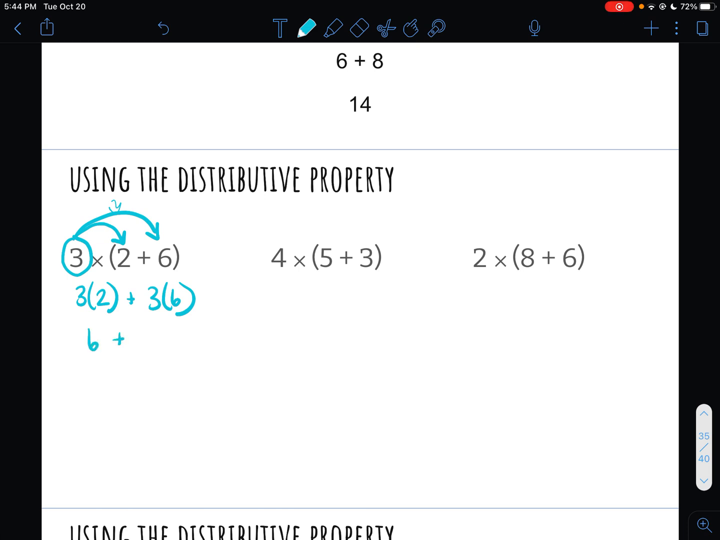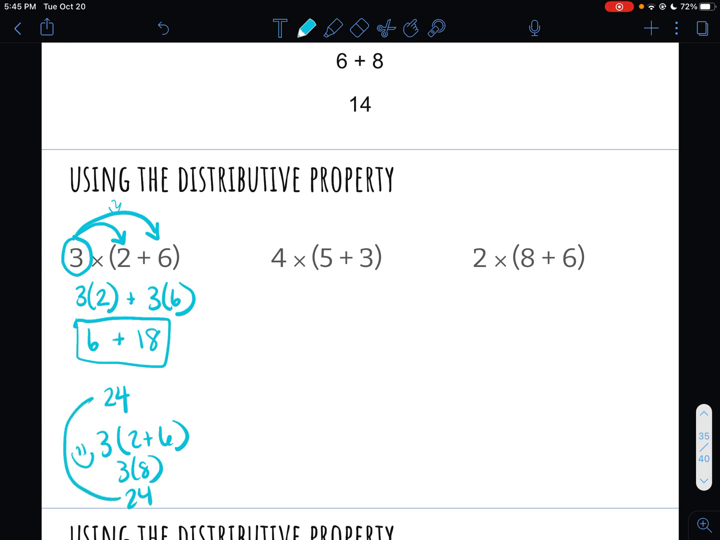Then multiply. 3 times 2 is 6. 3 times 6 is 18. And that's technically the answer I'm looking for. I'm looking for a sum, so I just want 2 numbers that you're adding. I would check to make sure that you did it correctly, because we know that 6 plus 18 is 24. Originally you wanted to do 2 plus 6 is 8, 3 times 8 is 24. And notice they match, so I'm happy. I'm giving you time to write that down in case you didn't already.